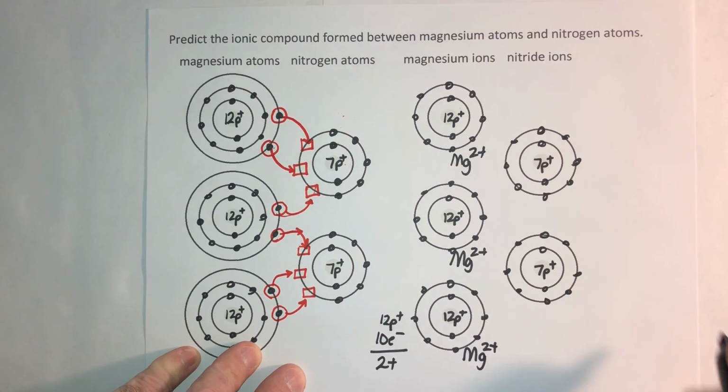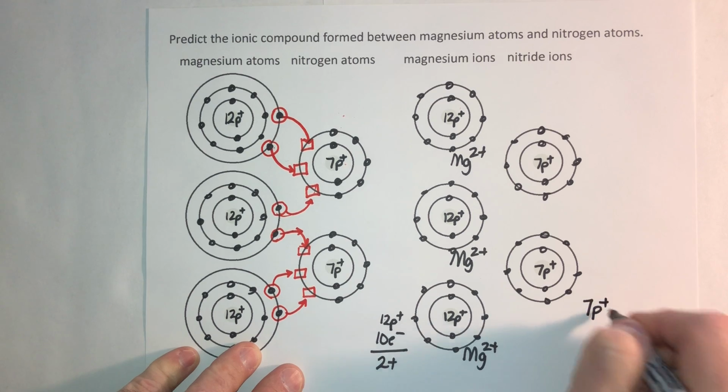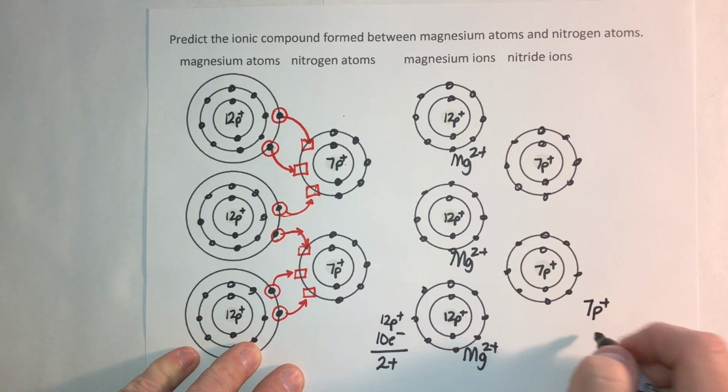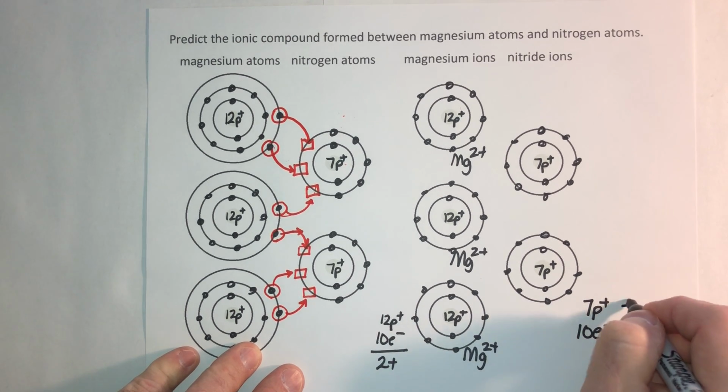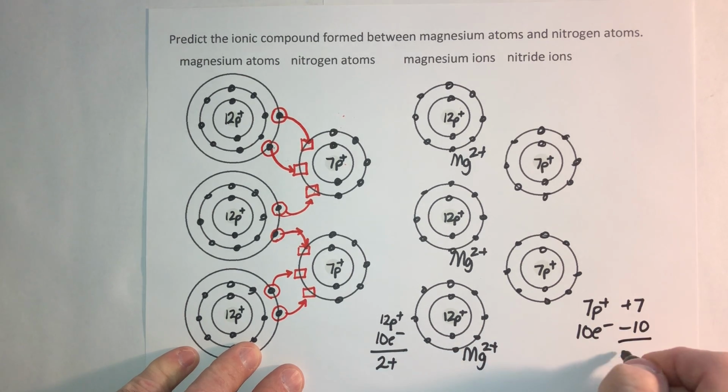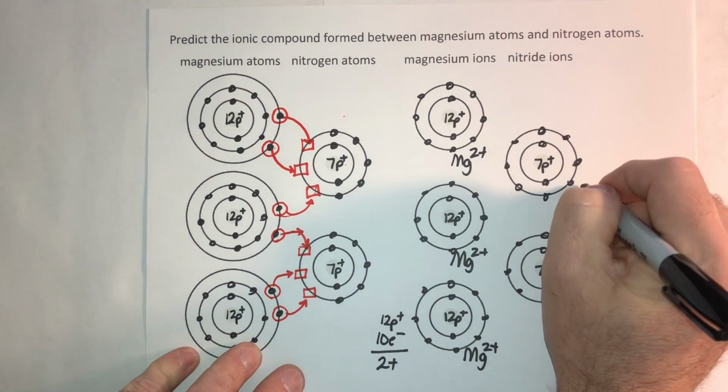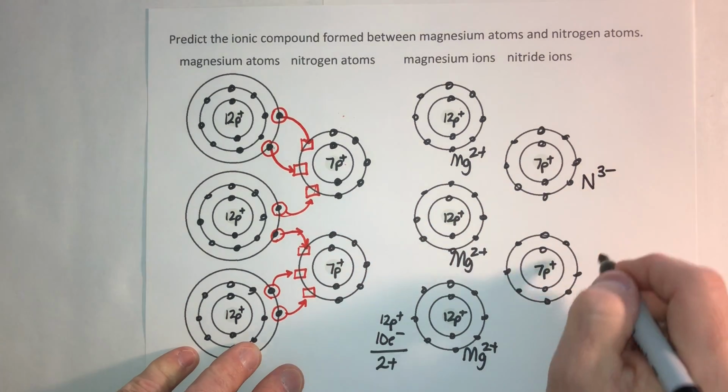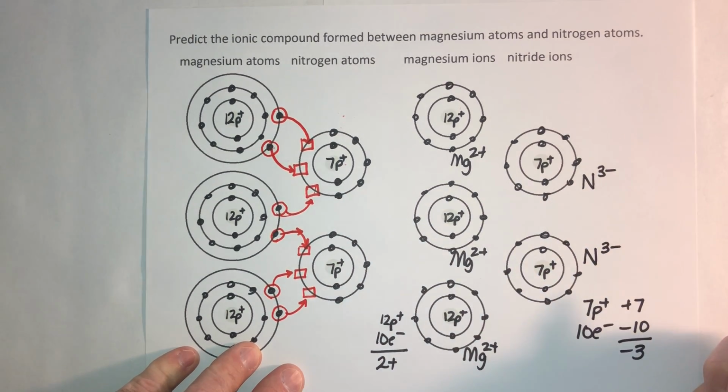If we talk about the charge on these, they started with 7 positives. You now have 2 plus 8 is 10 negatives. So plus 7, negative 10 gives me minus 3. So the charge on your nitride is a 3 minus.